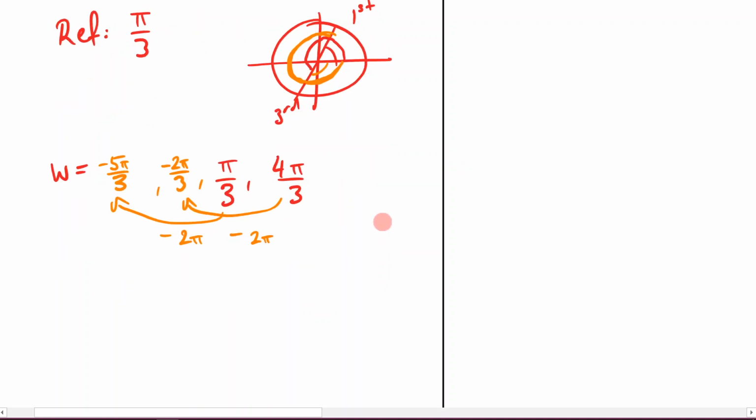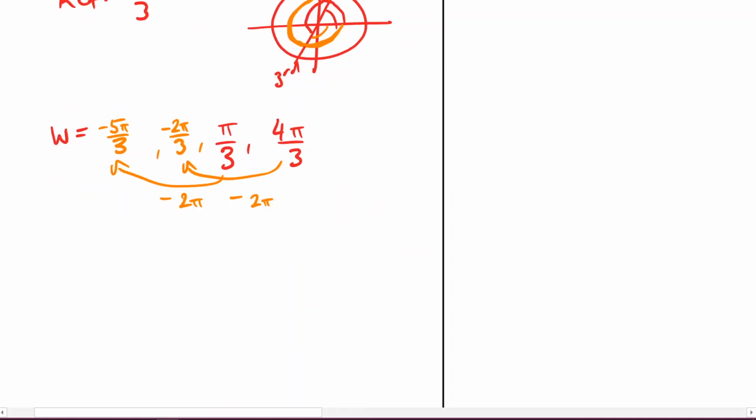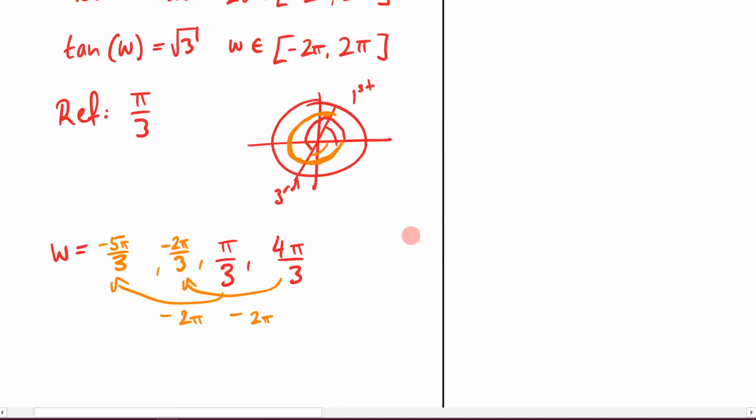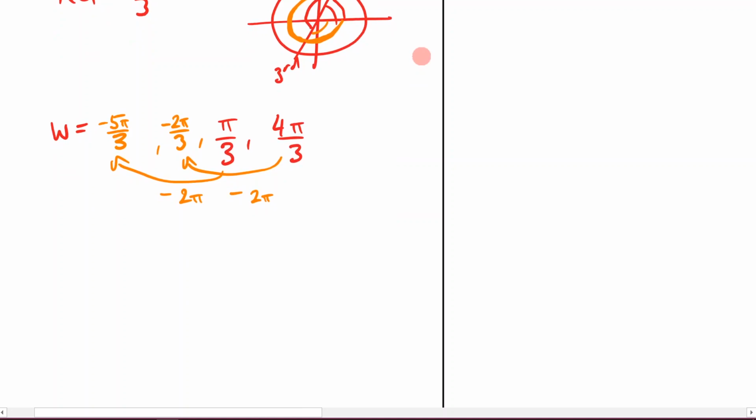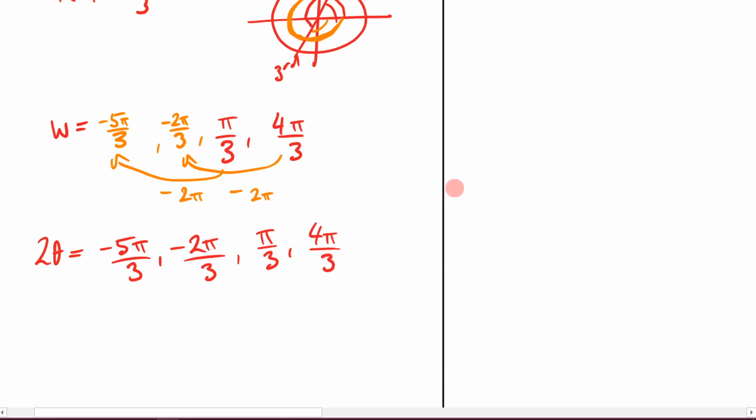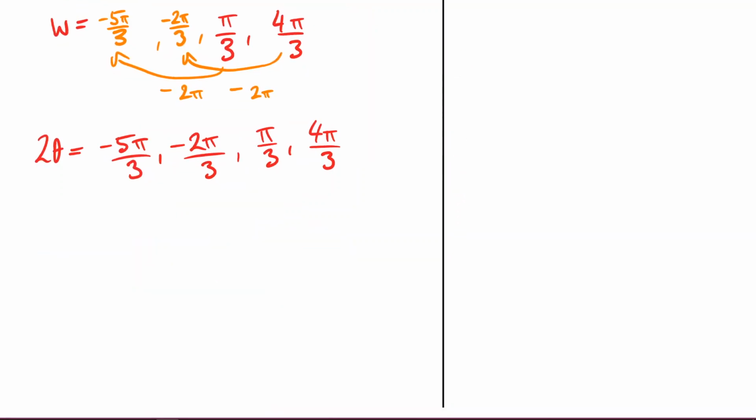All right, once we've done that, we now need to swap back what we had. So now I have to go, what did I originally say w was equal to? I originally said w was equal to 2 theta. So I'm going to get 2 theta is equal to, and now I'm just going to rewrite everything. And then once I've done that, now I need to get rid of that 2. So I'm going to times everything by 1/2.